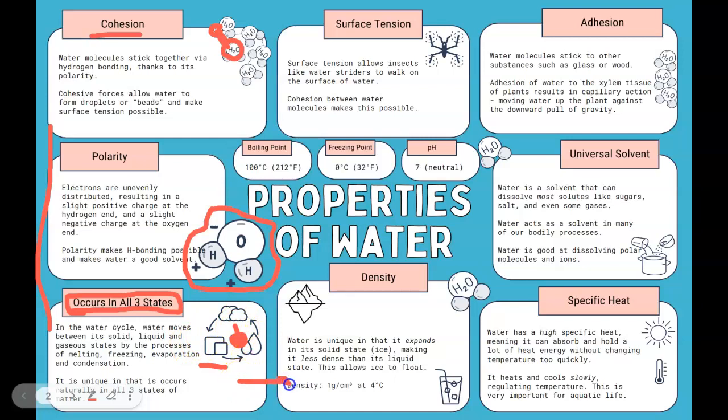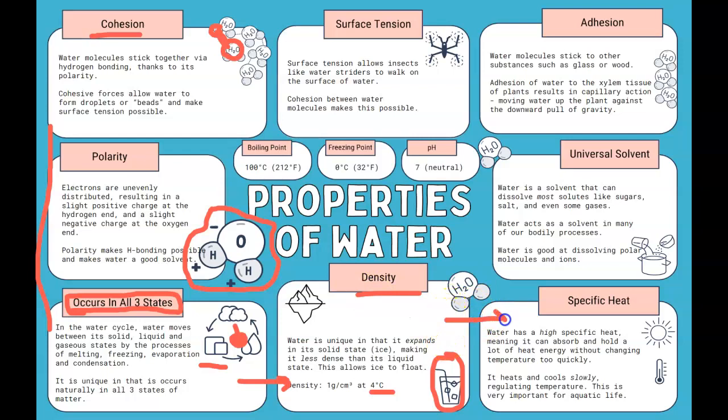Then we're going to move over here and talk about the density of water. Water is unique in that it expands in its solid state when it becomes ice, which you should know if you've ever put something in the freezer and it breaks the container. It is less dense as a solid than it is as a liquid, and that gives us ice cubes, and the ice cubes float. The density of water is 1 gram per cubic centimeter at 4 degrees Celsius. But the fact that its solid floats in the liquid is a very unique property of water.